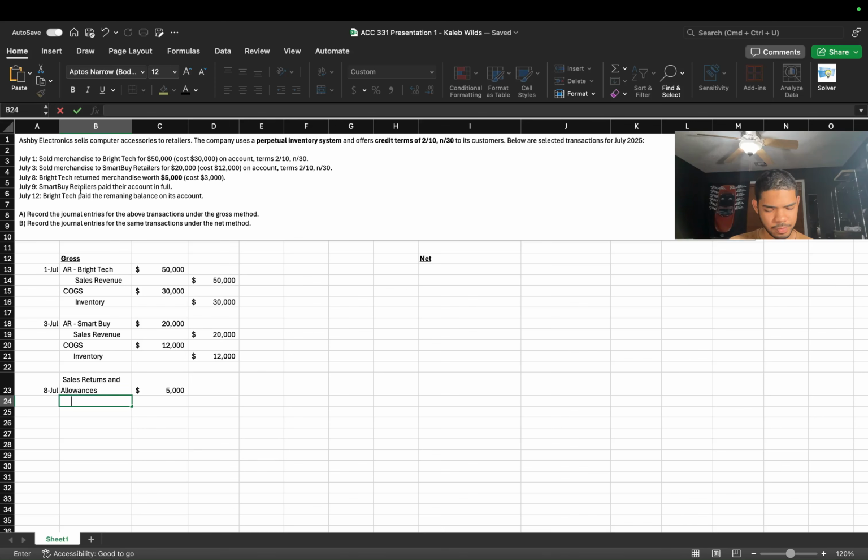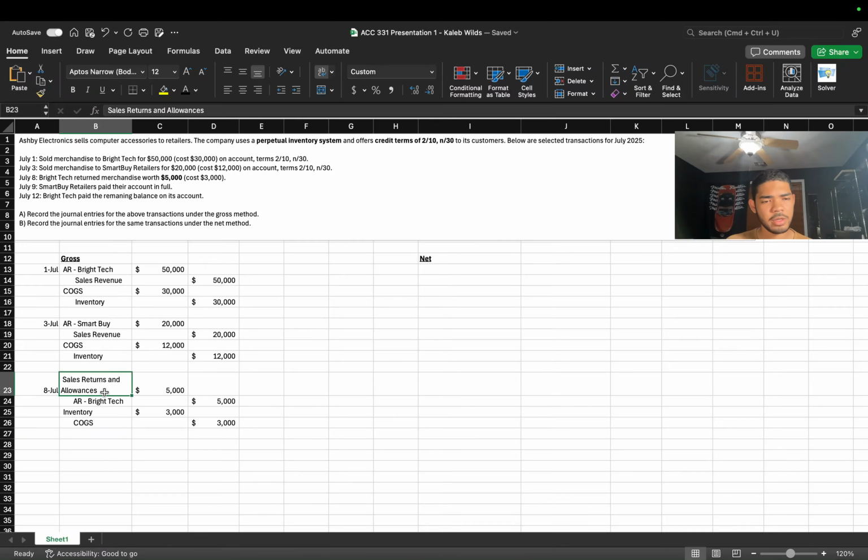So we're actually going to credit their accounts receivables by that amount because they no longer owe $5,000 because they've returned it. And that also means the inventory is being returned to the company. So inventory cost them $3,000. And that means their cost of goods sold is going to go down by $3,000.